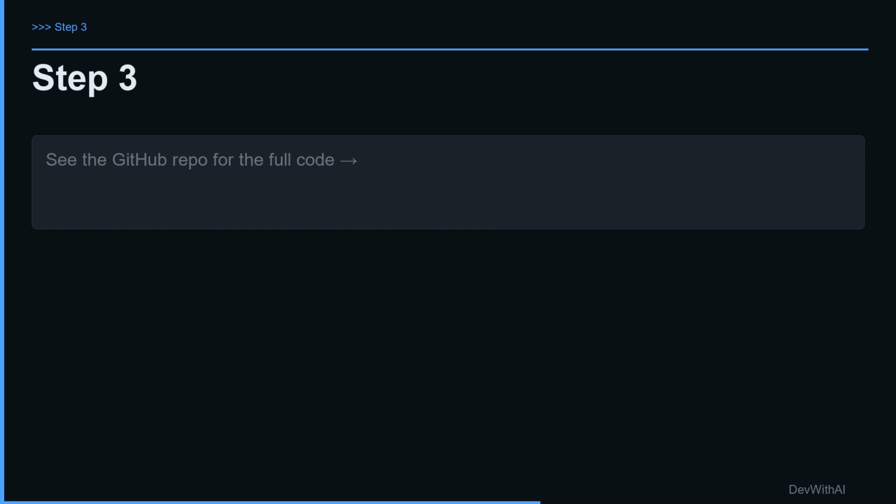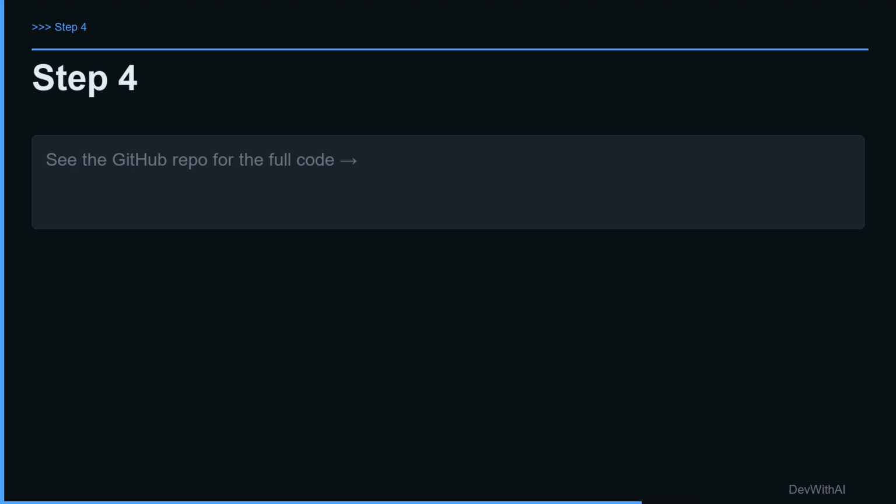FastMCP also supports prompt templates. Decorate a function with @mcp.prompt and the agent can invoke pre-written prompts with dynamic parameters. And when you're ready to ship, FastMCP servers work with any MCP client. Claude Code, Cursor, Windsurf, or your own Python agent via the MCP Python client. One server, every AI tool in your stack.